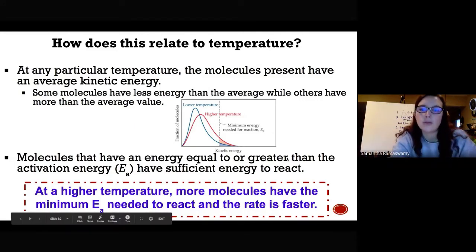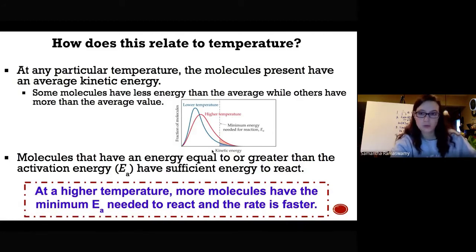And so if you remember when we talked about gases, we talked about the Maxwell-Boltzmann distribution, and this is also in your notes. And so this is where we can see how many molecules have a certain kinetic energy. So at a lower temperature, notice that more molecules have a lower kinetic energy. At a higher temperature, there's a higher average kinetic energy, but more molecules also have higher kinetic energy.